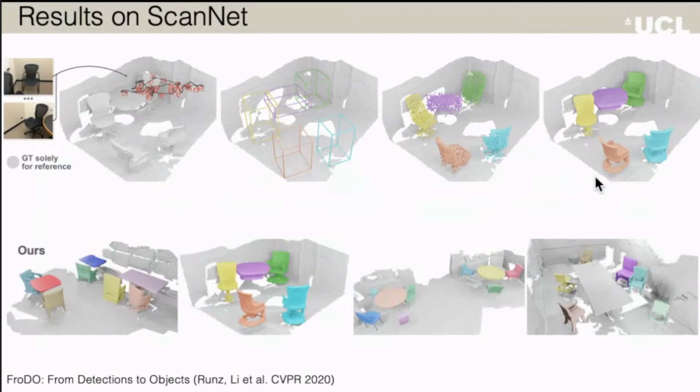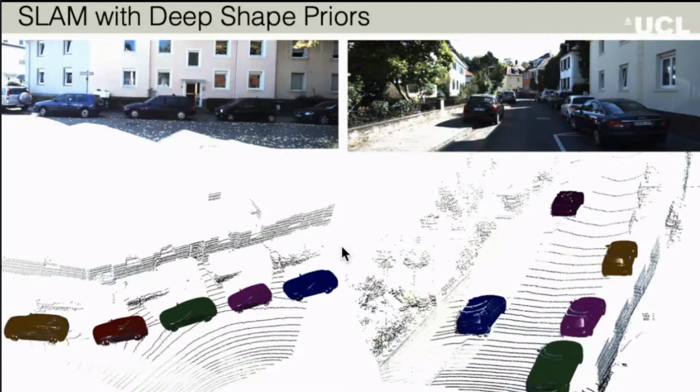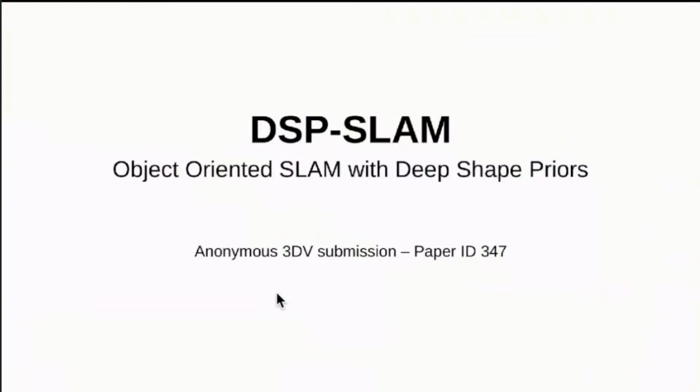Okay, so we've now put all this together. This is some new work that's going to appear in 3DV very soon, in a couple of months. We've put this together within a sparse SLAM backbone. We're using ORB-SLAM, derived exactly in Zaragoza, but by you guys, as our SLAM backbone, and now we're doing the same thing in real time, right? We've proposed a new SLAM method called DSP. It's an object-oriented SLAM method with deep shape priors. And you can see that what we get are fully dense reconstructions of cars, even from very sparse observations.